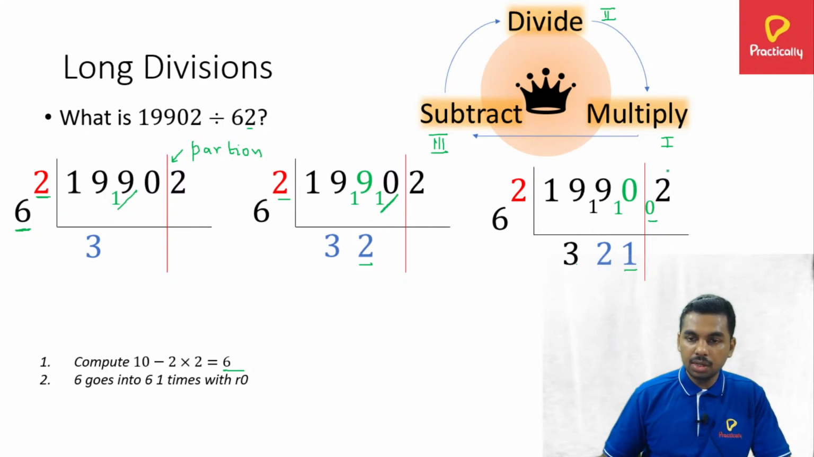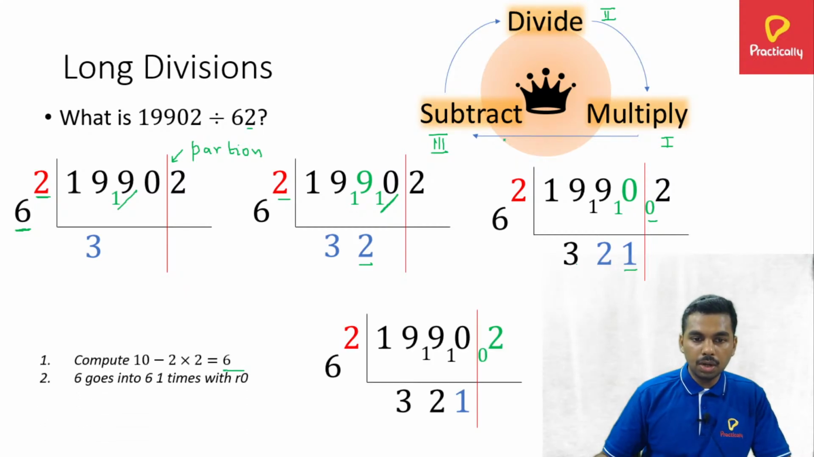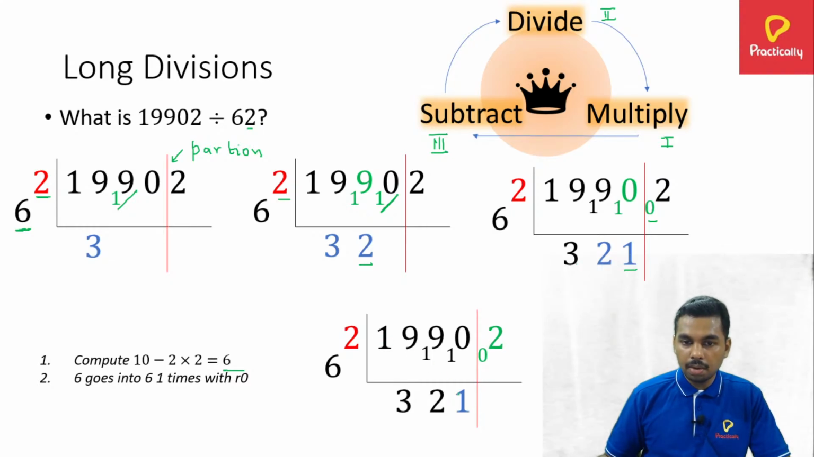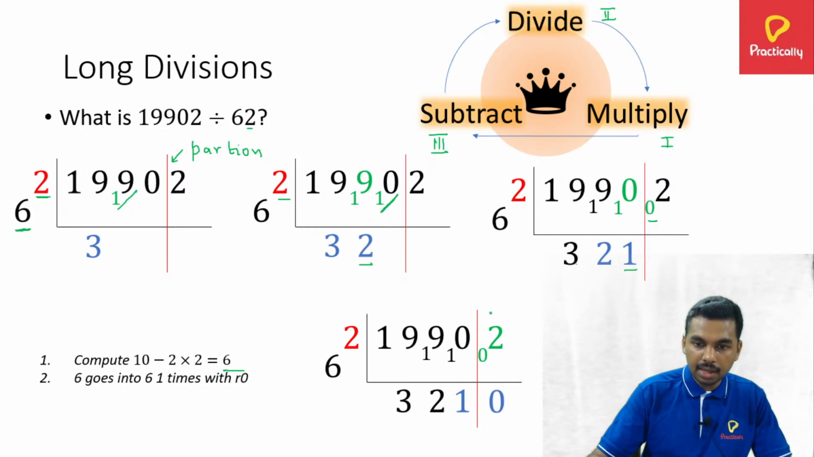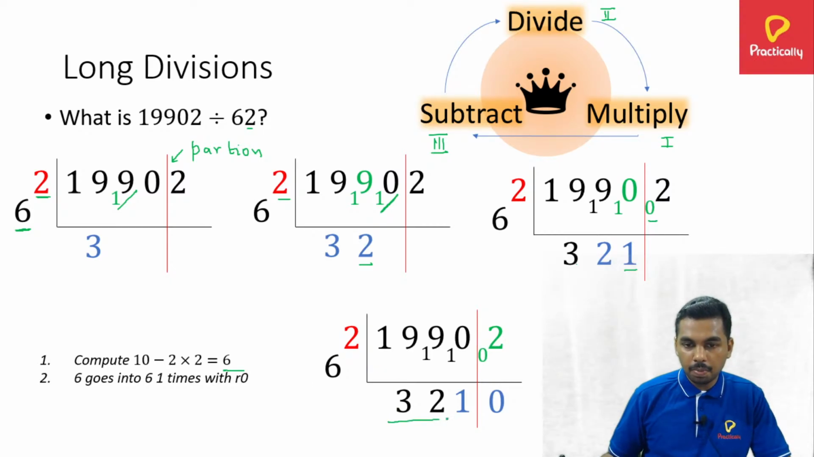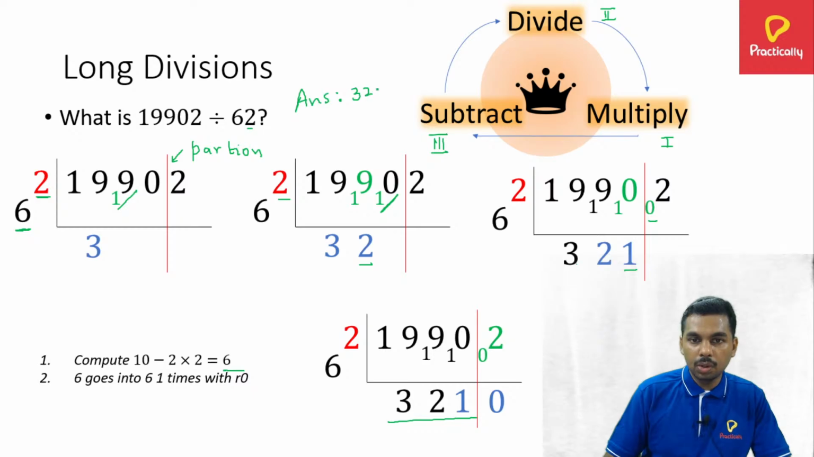Now we have reached the last step of the crowning gem method. Now the only step that remains is the subtract step. So what you can do is 02 minus 1 multiplied by 2. The answer is 0. So you will get the remainder as 0. So the final answer to this problem is 321.